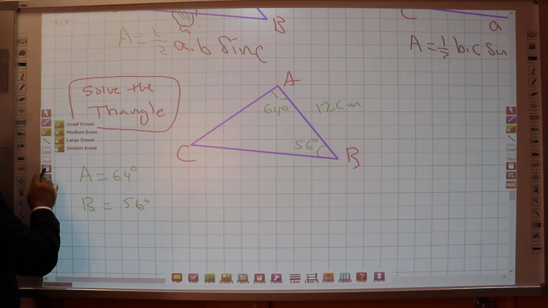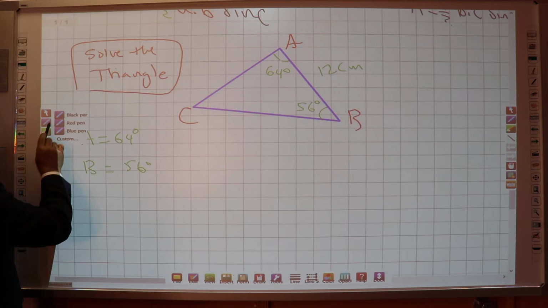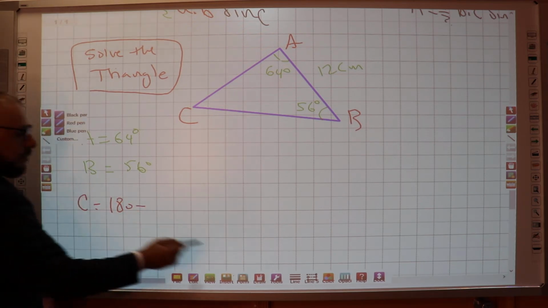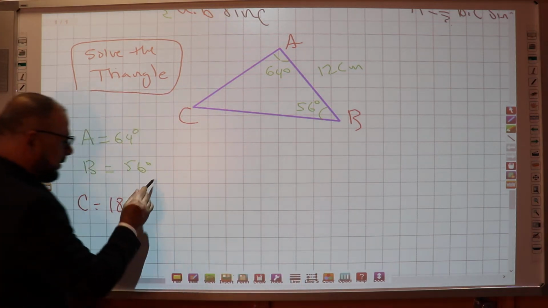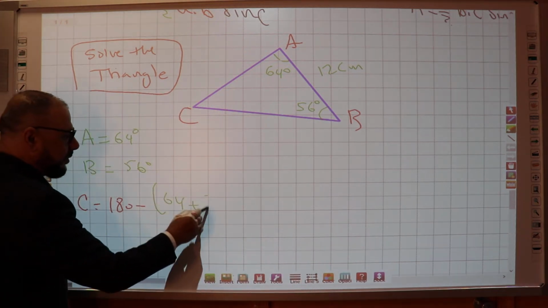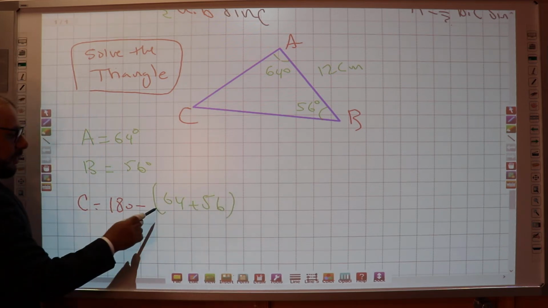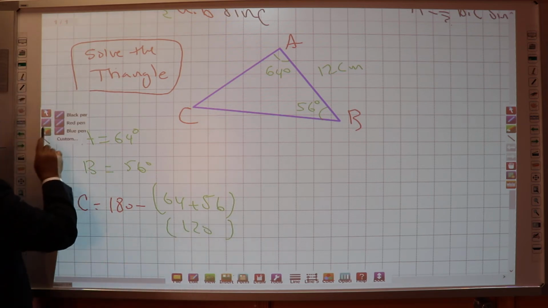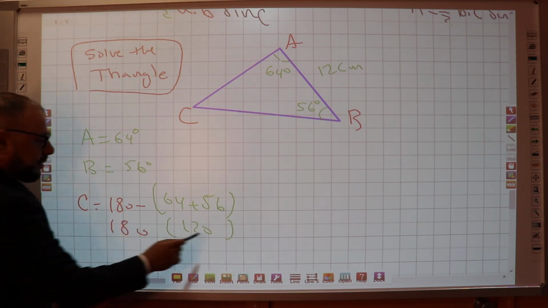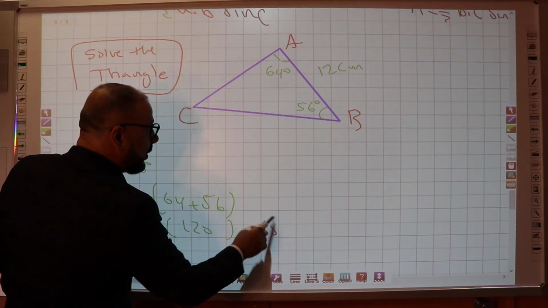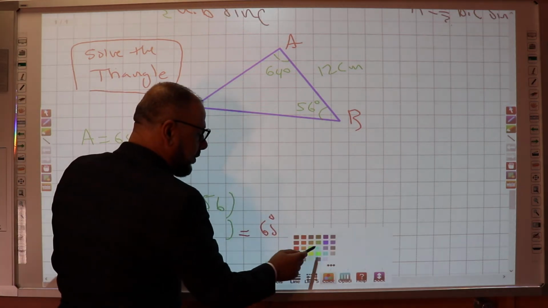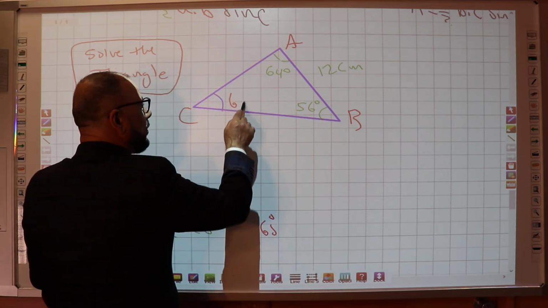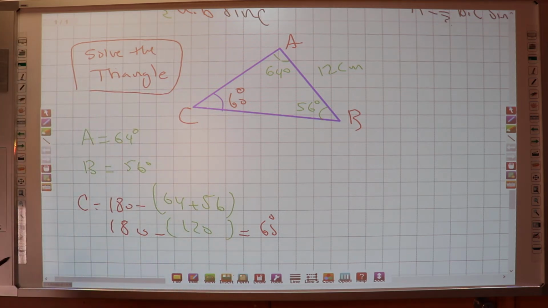What I need, now it's easy to find, is angle C. 180 minus the sum of these two angles, right? 64 plus 56 is 120, and 180 minus 120 is 60 degrees. Then I know what this is: 60 degrees. Good. Now I have all the angles.